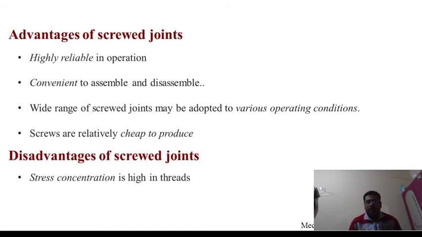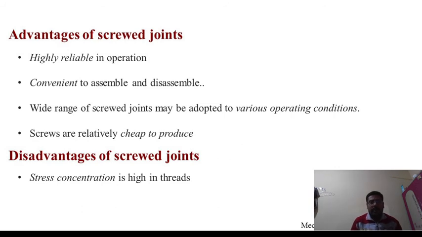The next one is convenient to assemble and disassemble. We can easily assemble and disassemble the main parts. Next, a wide range of screw joints may be adapted to various operating conditions, whether in the electrical field, the mechanical field, or the civil work field. Whatever type of field, we can use screw joints.